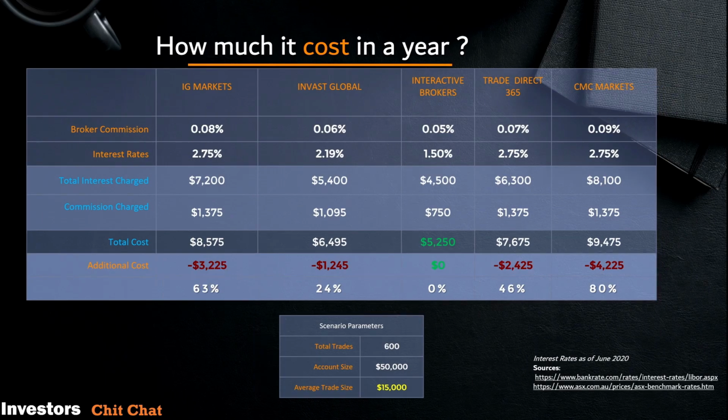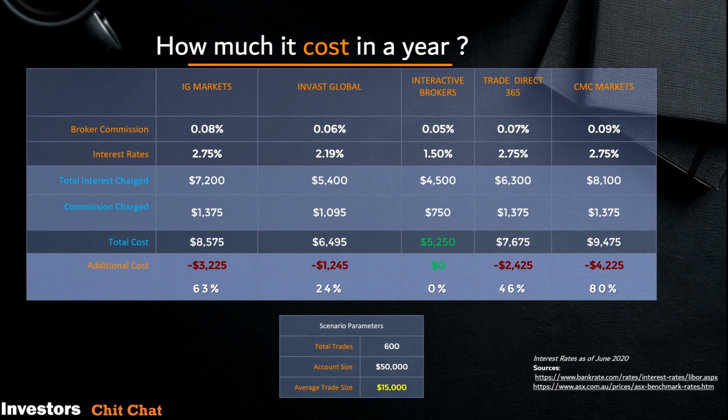Let's test these brokers with our other scenario where the average trade size is $15,000, which is 3 times more than the previous scenario. By increasing the trade size, we are moving away from minimum commission charge to commission rate. On the top row, as you can see, are the different commission rates that each of those brokers would charge you. For example, IG Markets charges 0.08% and the lowest is Interactive Brokers at 0.05%.